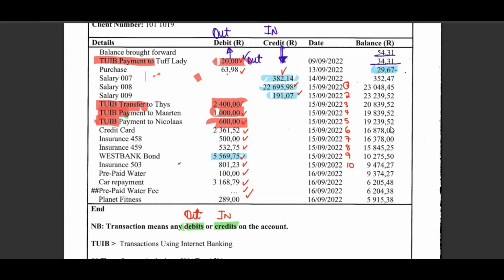So we shall say this. Take another critical note here. 382.14 came in. It found the 29 rand 67 cents. This was already a negative. That simply means when this money comes in, they will subtract off the 29, because this was a negative number. So we remain with 350. You understand?